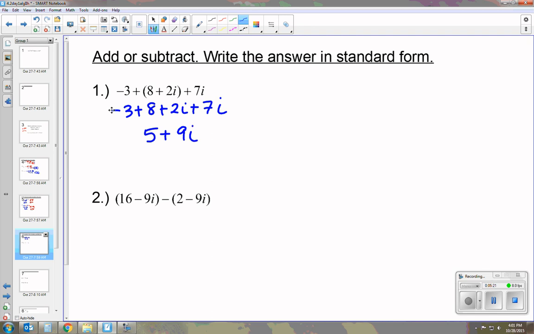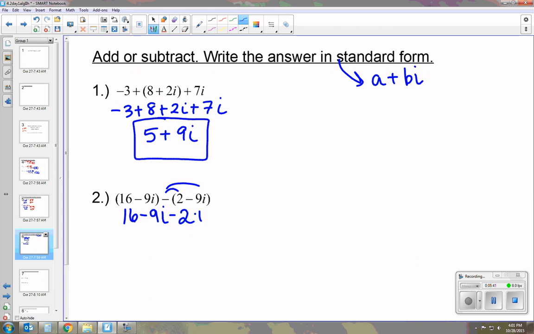Okay, and it asks you to write the answer in standard form. Well, that's a plus bi. That means the constant goes first and the imaginary number goes second. So that is in standard form, and we can leave it. This next one, we do have a negative, so we have to distribute that. So we have 16 minus 9i minus 2 plus 9i. Well, the 9i's cancel, so we get 16 minus 2, so we get 14.